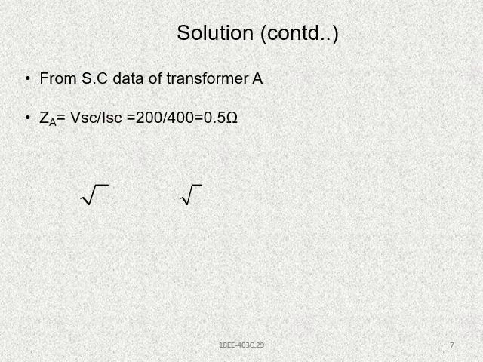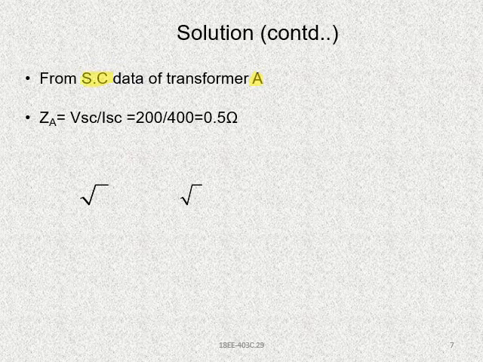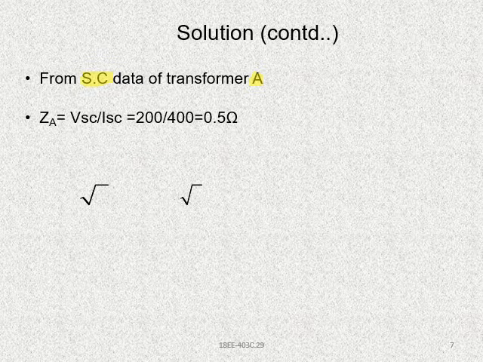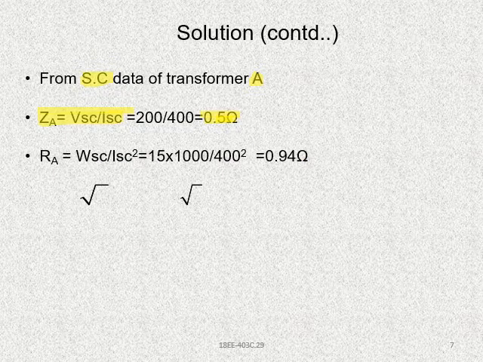Now from the SC data of transformer A, we know that ZA is equal to VSC by ISC, that is 200 by 400, which is equal to 0.5 ohms. We also know that RA is equal to WSC by ISC square, since WSC is equal to ISC square RSC, nothing but RA. So RA is equal to WSC by ISC square.